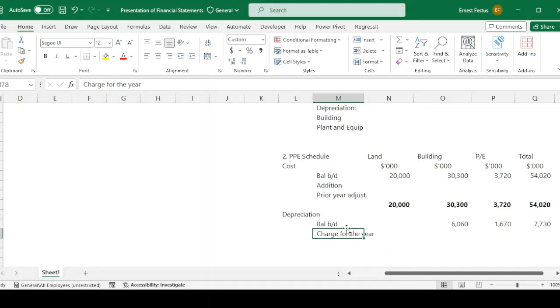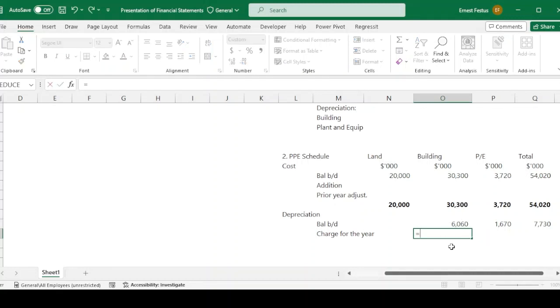So we have the charge for the year, and for the charge for the year, for our land, it is not depreciated. Then we have our building. For our building, we are told that it is depreciated at 5%. So this amount here is going to be depreciated by 5%. So I'll have my equal to sign, and then I'll write this multiplied by 5%, which is 0.05.